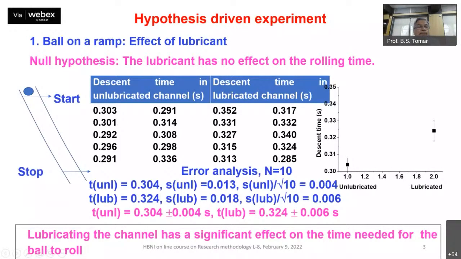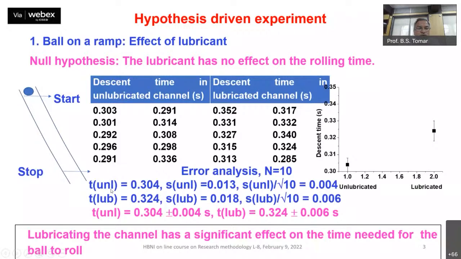So you have a null hypothesis. The null hypothesis says that the lubricant has no effect on the rolling time of the ball. So you expect that they should give the same results. There should not be any significant difference between the two. If you do the analysis of this data, you find the number of measurements is 10 for each case, and then you determine the average of the descent time.